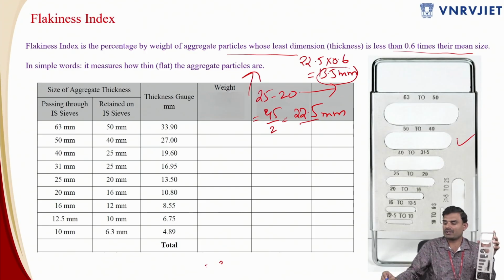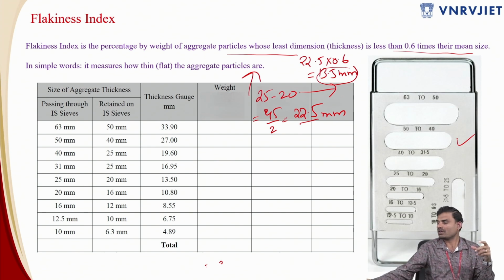So this is very, very important. I hope this is clear. Even though the size range of the aggregate is 25 to 20 mm, you are setting the lower limits. So regarding the flakiness index, we are going to set the lower limits, and the lower limit value is 13.5 in terms of the 25 and 20 mm sieves.